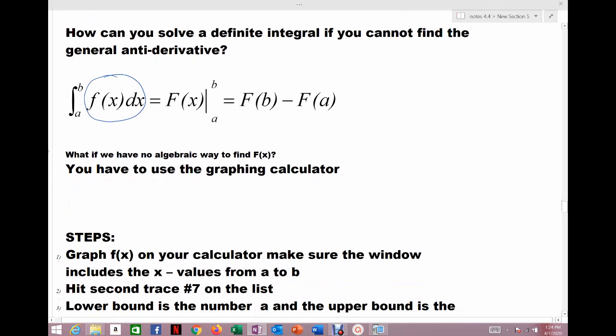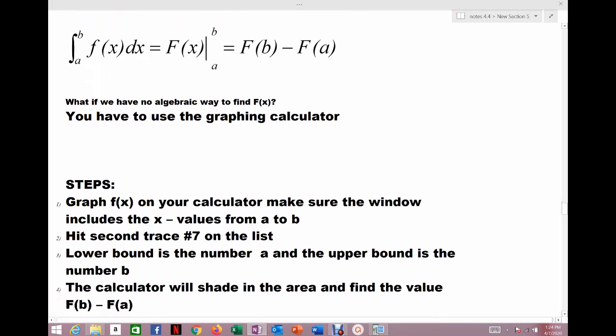We're going to do this graphically. The first step is we're going to graph the given function. So that's the one I had circled before. This is the function we're going to graph, the lowercase f, what's given to me in my integral. So graph the lowercase f of x in your calculator.